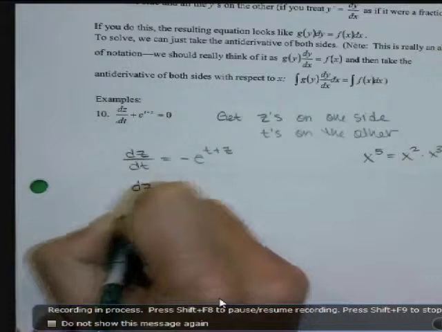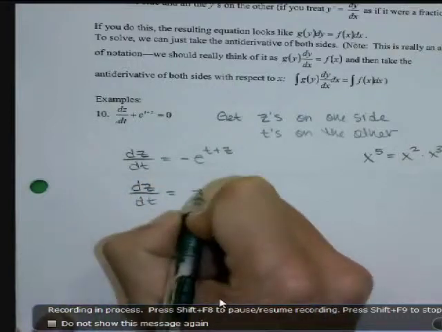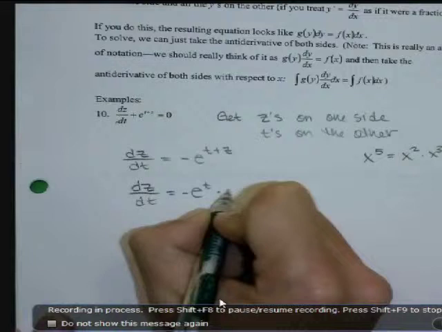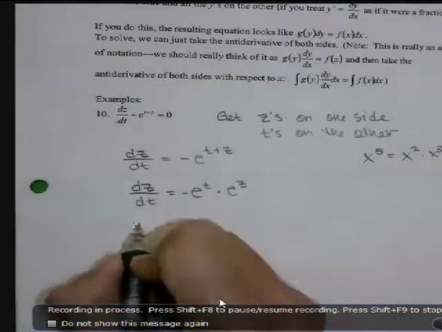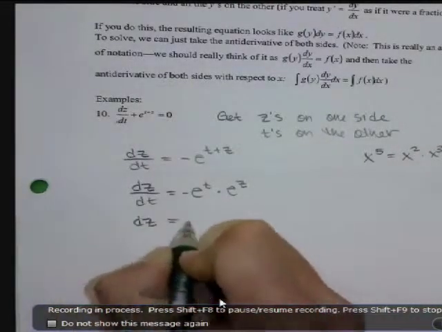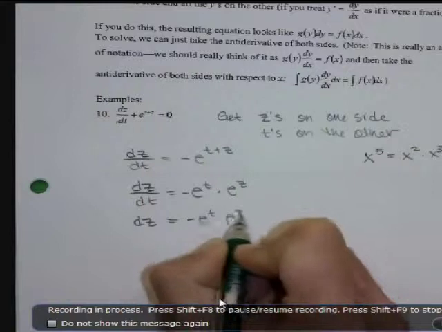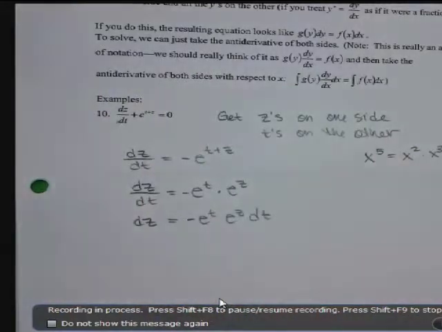So split that up as negative e to the t times e to the z. That's just the property of exponents: when you're multiplying like bases, you add exponents. And so I multiply both sides by dt. Now I have the t's on the same side, and I want to get all of the z's on the left. So we can divide by e to the z.